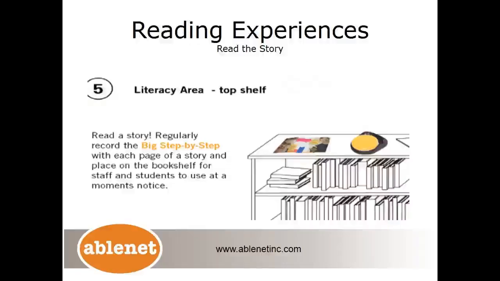Thinking about these reading experiences, again, and we're still in the literacy area, we are looking at reading the story. And we talk about being able to have accessible books. And one way to have an accessible book or accessible story is to record the text from each page into a step-by-step. Now the step-by-step is a device that every time you touch the top, it will play a message that you've recorded into it.